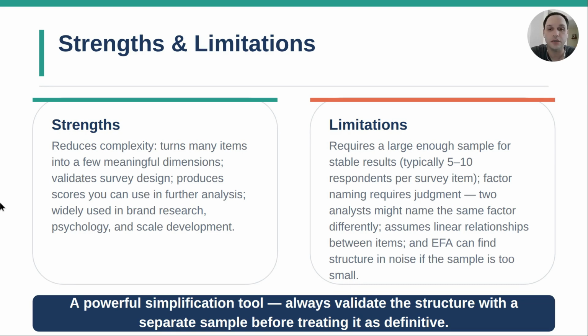The limitations: it requires enough sample, typically 5 to 10 respondents per survey item for stable results. The naming of factors requires judgment, and 2 analysts might interpret the same factor differently. It assumes linear relationships between items. And in exploratory mode, it can find structure in noise when samples are small, which is why you always validate the factor structure with a separate sample before treating it as definitive.